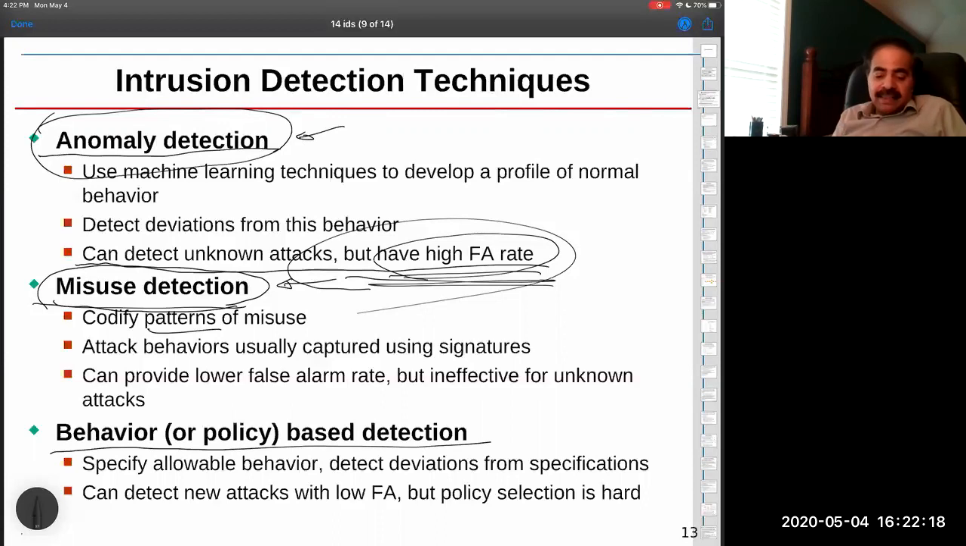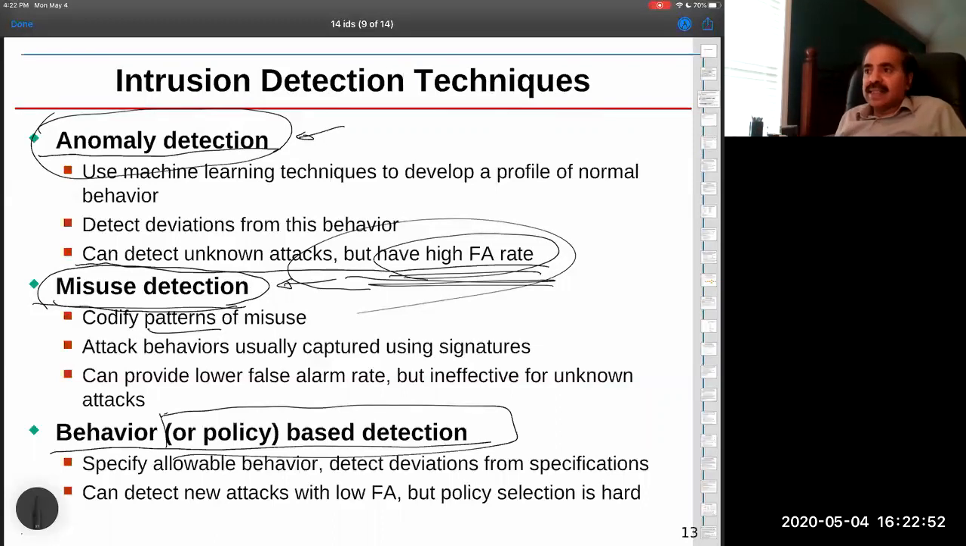So there's a third class of techniques, which is either called specification-based or policy-based detection. And the idea here is that you have some specification of what is allowed behavior, right? So as an example, think of access control policies on your system, let's say, on your files. The access control policies specifically say how you expect those files to be used.